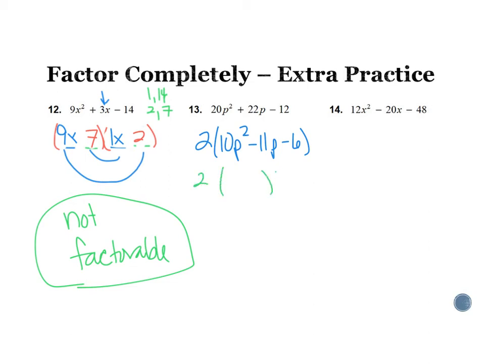So we're going to leave that 2 out front. We're going to do our two binomials, remembering that first times first has to be 10p squared. You've got two options, 1 and 10 or 2 and 5. Let's try 2 and 5, so 2p and 5p. On the other end, remember those need to be 6. And again, you have two options: 2 and 3 or 1 and 6.